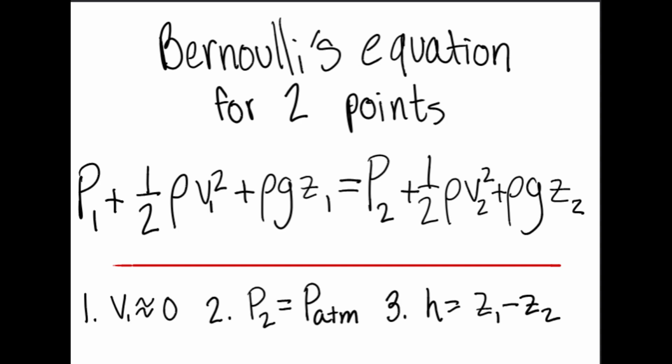V1 equals 0 meters per second, as fluid in the cranial region moves very slowly, and the density of spinal fluid is 1,000 kilograms per meter cubed. P2 equals atmospheric pressure, and H equals Z1 minus Z2, the vertical distance between the brain and the leak. These simplifications simplify our equation. We can look at this when lying down and standing.